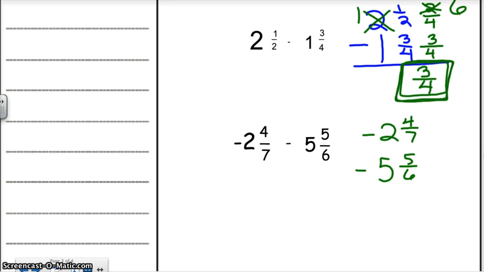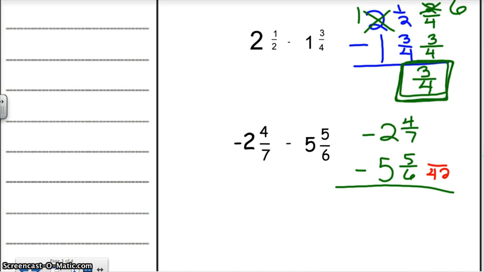Now the negatives, last hour they had a great clarifying question. The negatives are not associated with the fraction part at all. The negatives are only aligned with the whole numbers, okay? So you never deal with the negatives with the fractions. The fractions are always, you pretend they're positive, okay? So what's my common denominator?